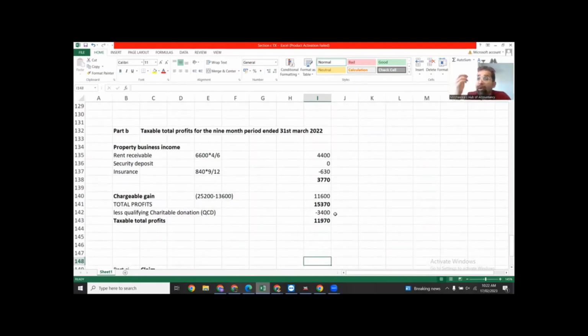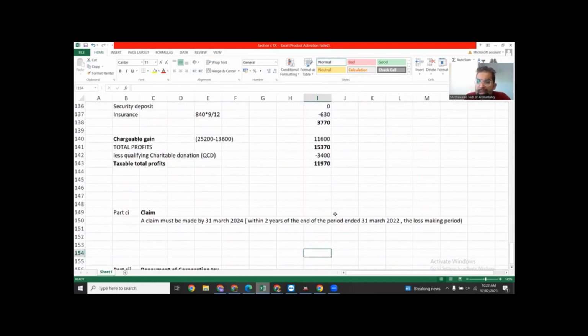Now, third requirement, I have already told you about the claim date. Remember, it is written here. Claim date, I have already explained in the question. For loss against total profit, the claim date is 2 years.